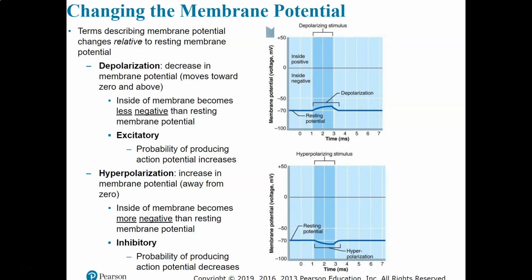If the membrane potential goes the other way, where we become more negative, away from zero, that's called hyperpolarizing, making the two sides more different. This makes the inside of the cell membrane more negative, farther away from zero, and it's inhibitory. It decreases the likelihood of generating an action potential.